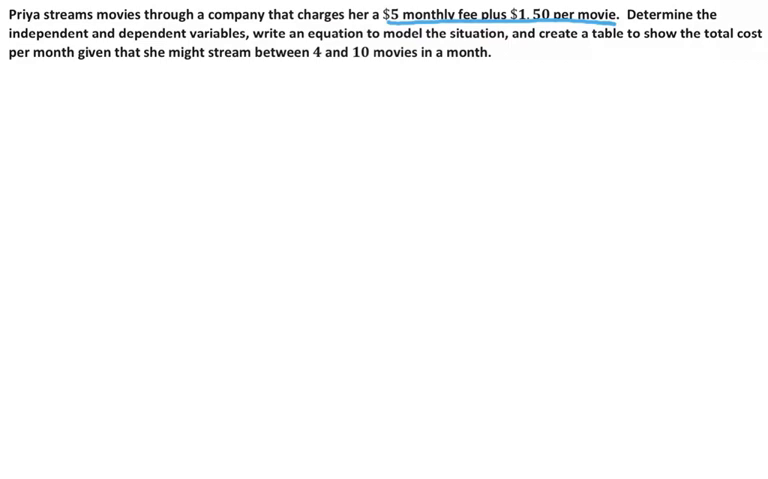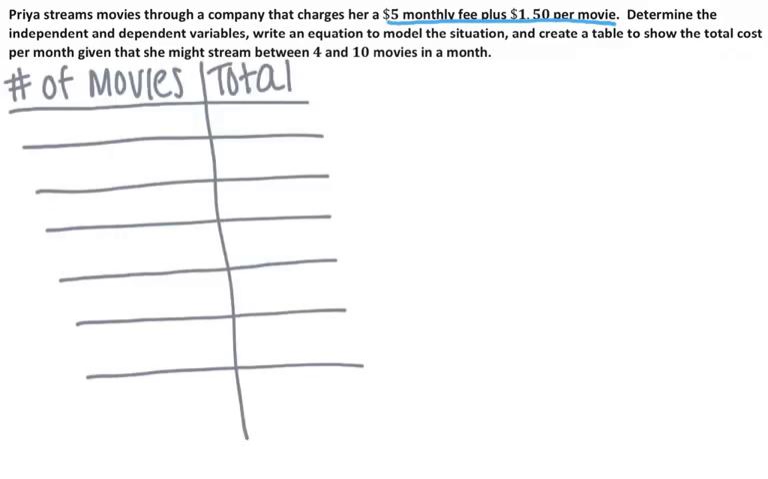a table to show the total cost per month given that she might stream between 4 and 10 movies in a month. So I have drawn our table. In the first column for independent variable, we have the number of movies, and in the second column for dependent, we have the total. And that is the dependent because the total amount of money that she's going to spend is going to be determined by how many movies she streams. And we need to make a table for between 4 and 10 movies. So we're going to have 4, 5, 6, 7, 8, 9, and 10.